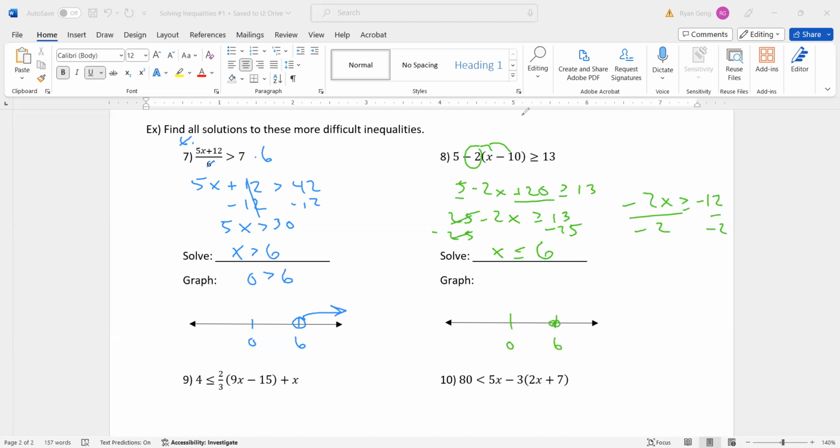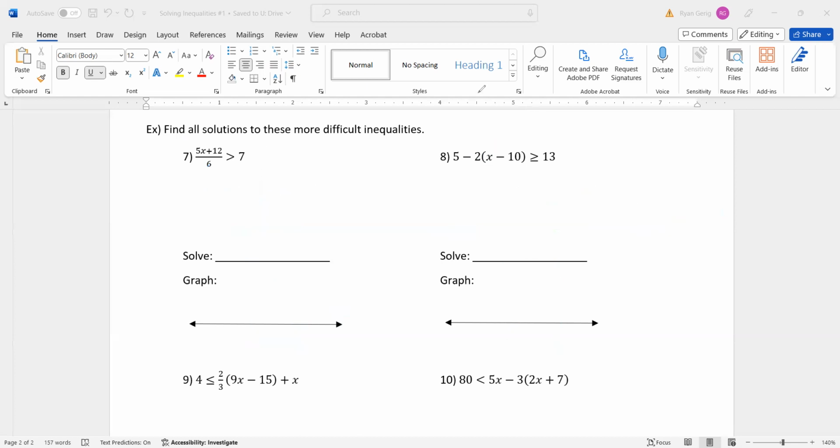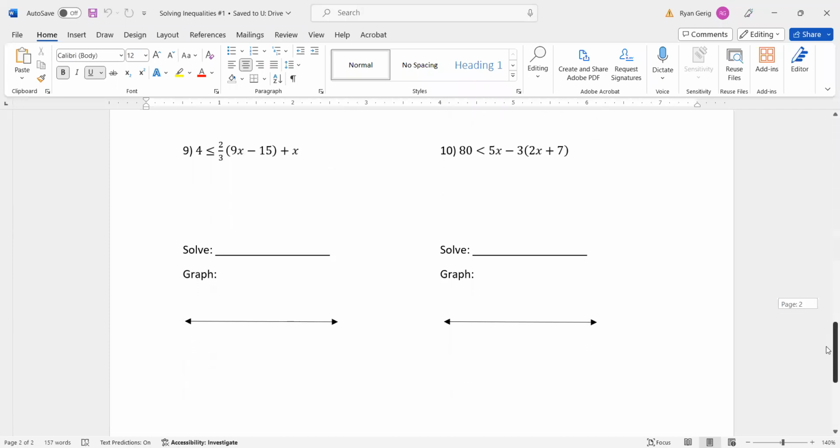Closed circle this time. 0, I'm going to put it in. Is that a true statement? Yes, it is. So I'm shading towards 0. Okay, 2 more. And as you've probably noticed, they're getting a little more difficult. But the interpretation at the end remains the same. You've done all these before.